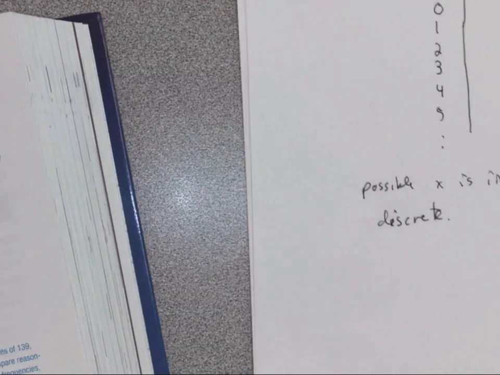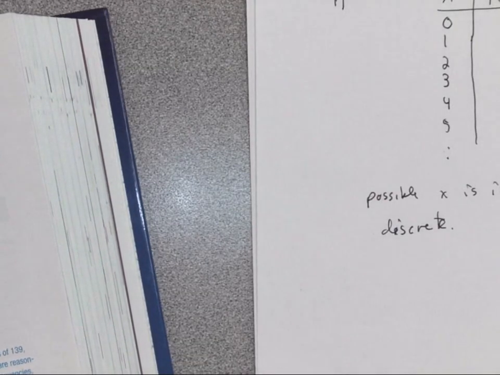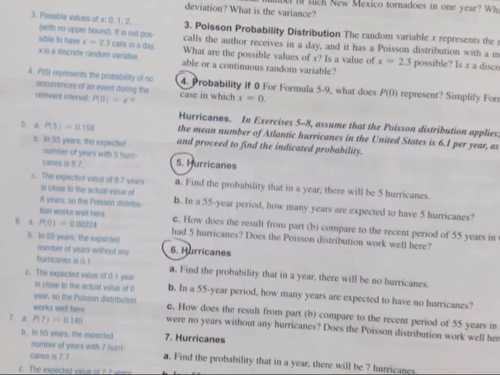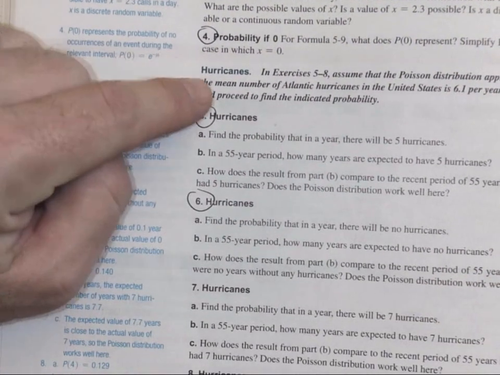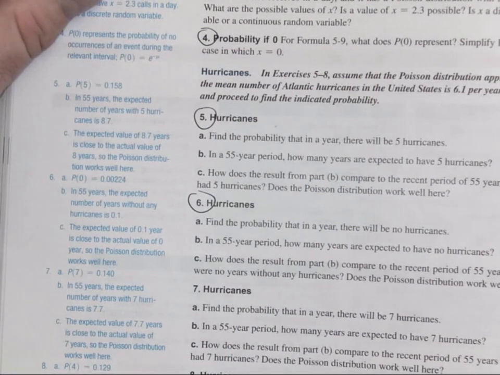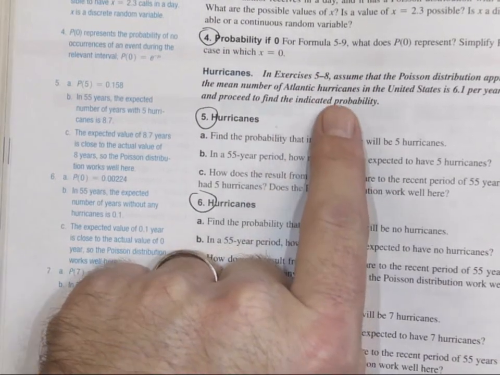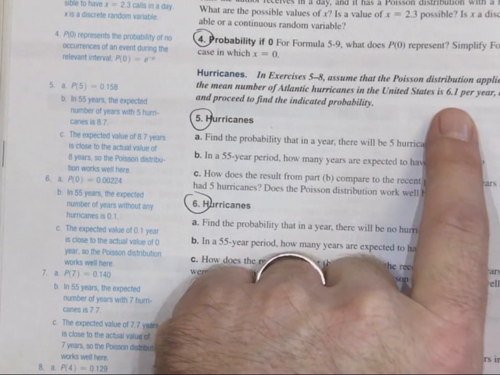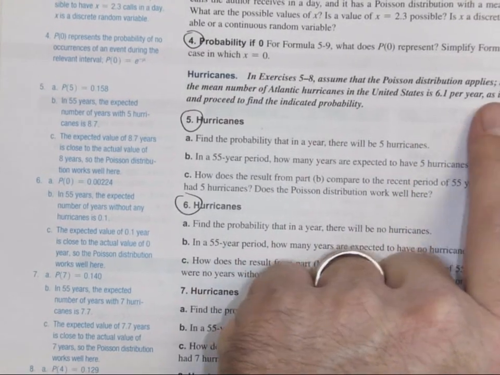All right, so let's answer a question. Let's do, say, number 7. And I'll explain where they get these numbers as well. Number 7 says, in 5 through 8, assume a Poisson distribution, and assume that the mean number of Atlantic hurricanes for the United States is 6.1 hurricanes per year, as in example 1. I'll go back to example 1 and show you how they got that 6.1, because in the problems over here, you're going to have to calculate that mean.